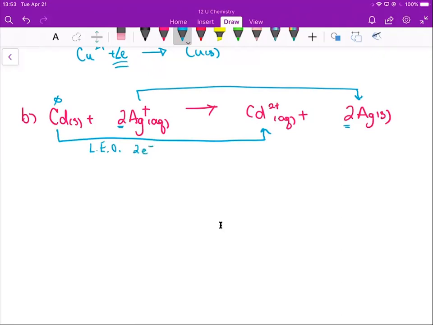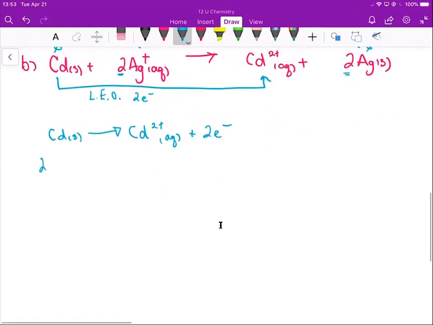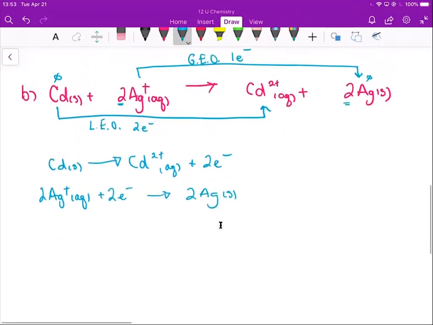You're losing some of your negativity. And so there's 2 electrons here. So this one is going to be gain of electrons, and silver goes from +1 charge to 0. So it's only 1 electron that it's gaining. So that's why we have those coefficients of 2. So we have cadmium solid forming cadmium 2 plus aqueous plus 2 electrons. And then 2 silver ions are going to react with 2 electrons to form 2 silver solid. Okay.